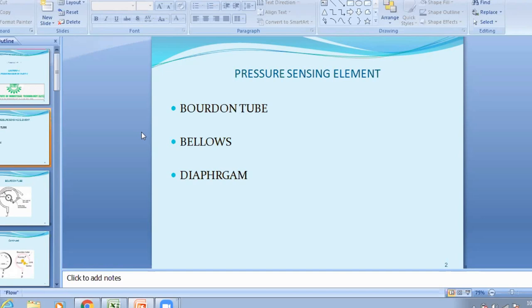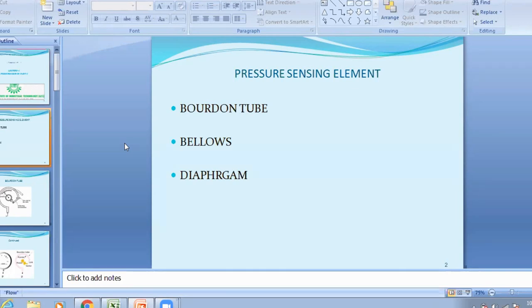Now, the question is: what is the meaning of elastic type pressure sensors? Elastic type pressure sensor means suppose there is a body, an elastic element. When we put some pressure inside the body, what will happen? It deforms, it changes the shape of the body. That change of shape can be measured by using a transducer. So that is the elastic type of pressure sensing element.